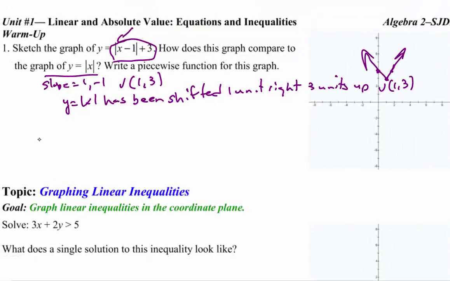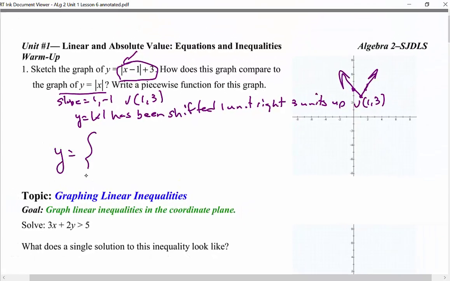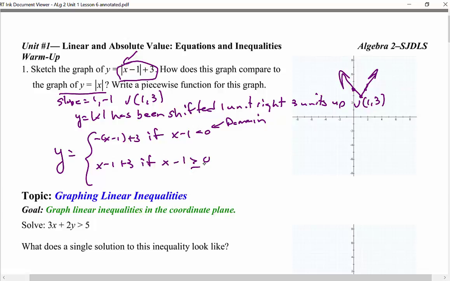So y equals the negative case if x minus 1 is less than 0. Notice I took the stuff inside. That's like my domain. I have a split domain. Then I have a positive case if x minus 1 is greater than or equal to 0.